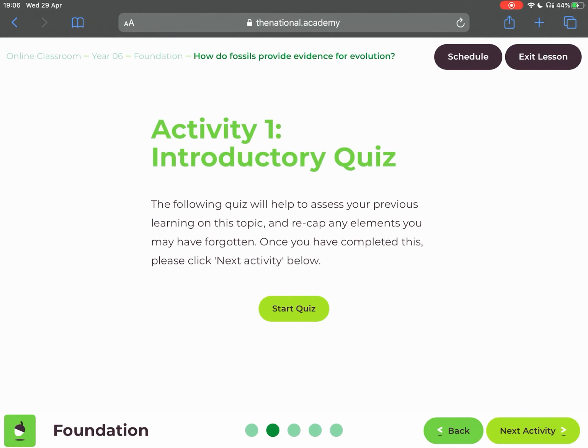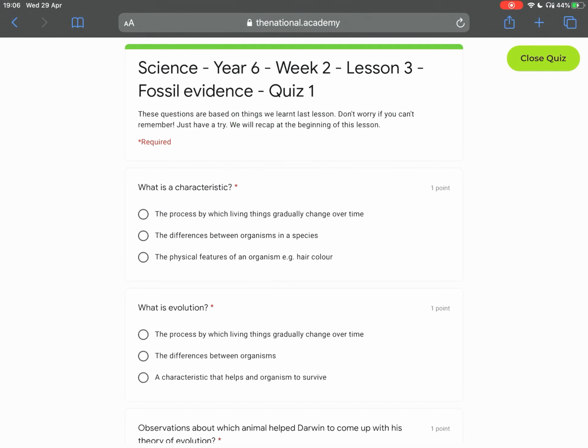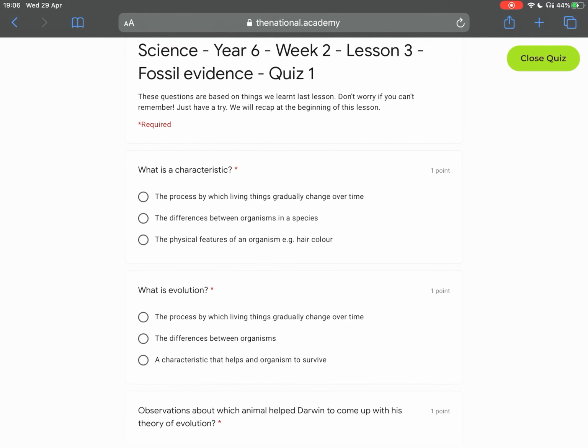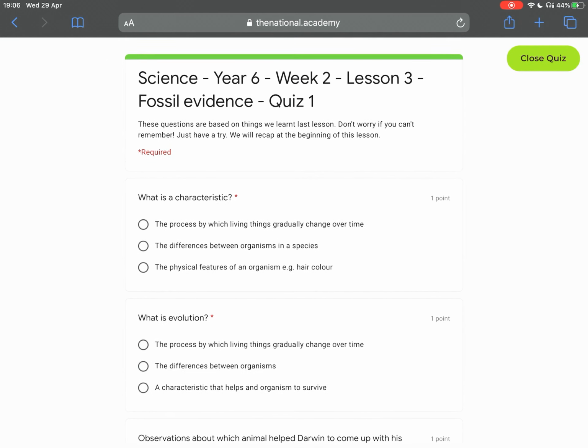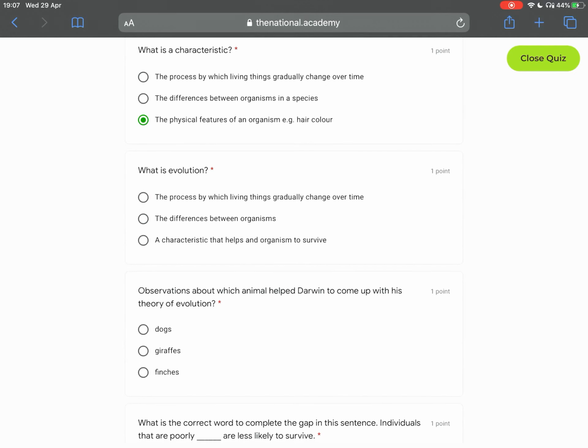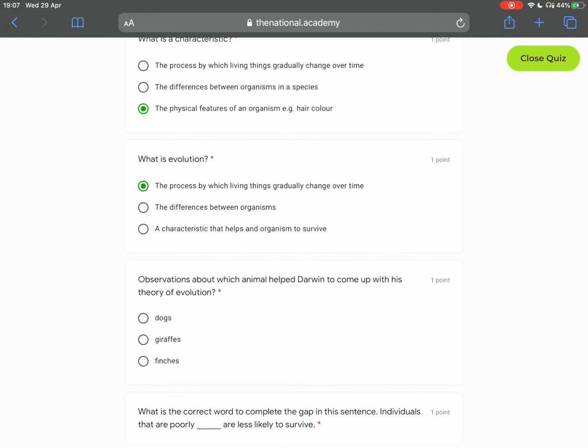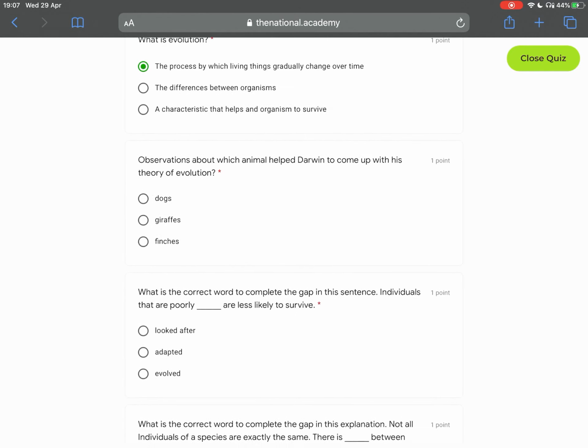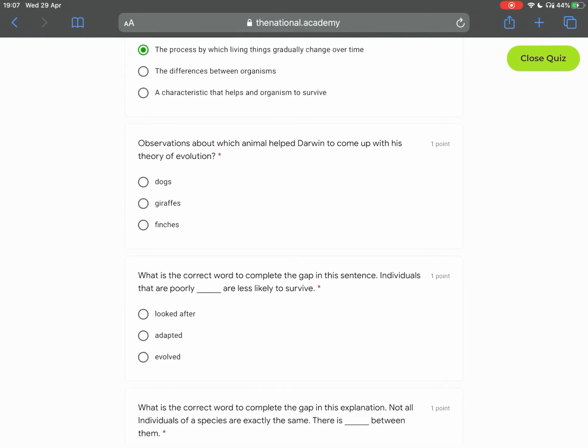So you have your introductory quiz first. These are some of the things that you should have learned in the previous lesson. What is a characteristic? The physical features of an organism. What is evolution? Evolution is the process by which living things gradually change over time. Then, observations about which animal helped Darwin to come up with his theory of evolution?